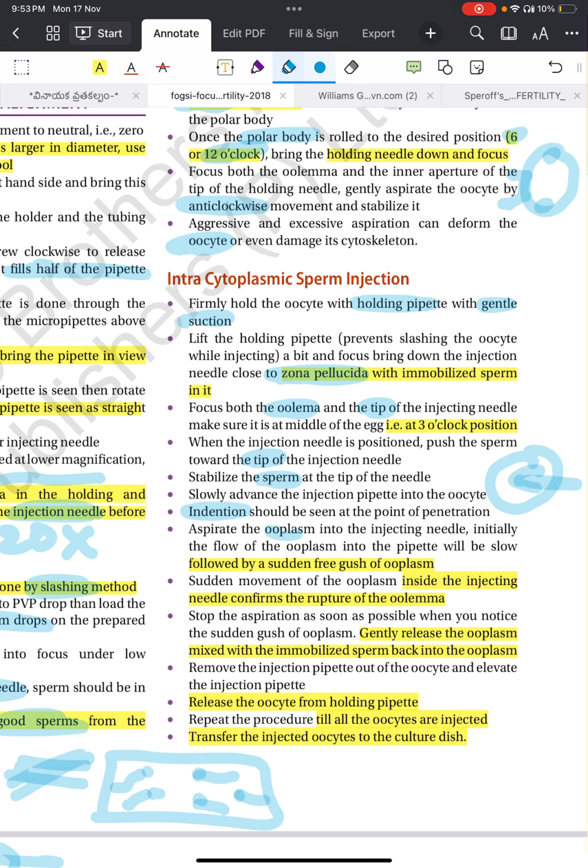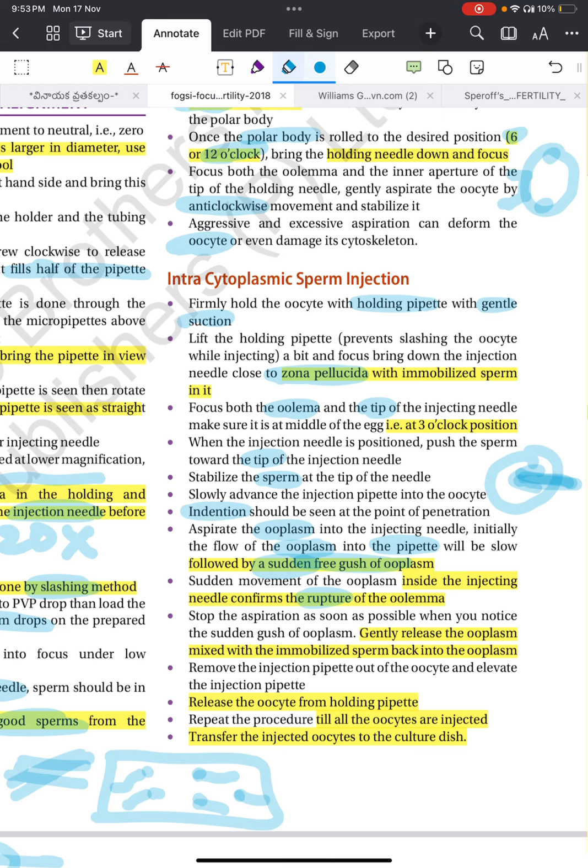Initially you will aspirate the ooplasm into the injecting needle. Initially, flow of ooplasm is seen in the pipette. Then slowly a sudden gush of ooplasm can be seen. Sudden movement of ooplasm inside the injecting needle confirms there is rupture of the oolemma. Once you insert the injecting needle, you can see the ooplasm entering the needle, which means there is rupture of the oolemma.